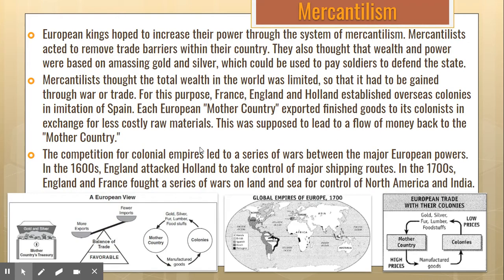So the competition for colonial empires led to a series of wars between the major European powers. So they're fighting over the colonies and they go to war against each other. In the 1600s, England attacked Holland to take over the major shipping routes. In the 1700s, England and France fought a series of wars on land and at sea to control North America and India.